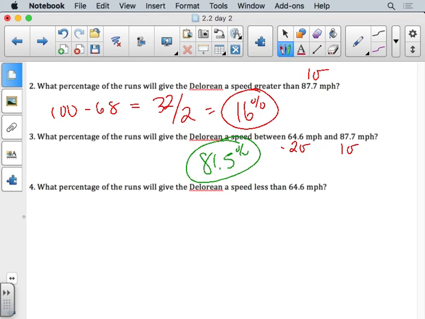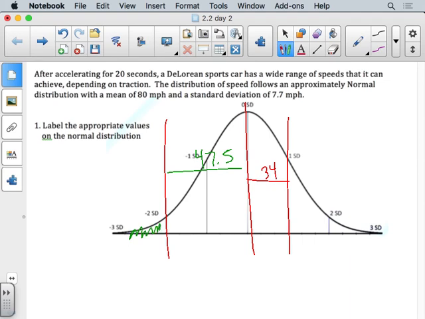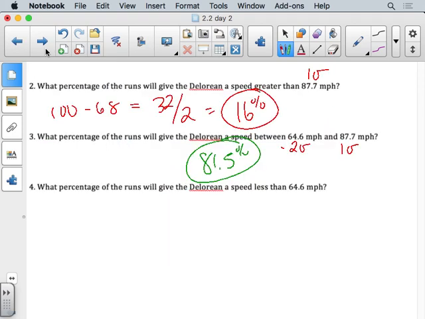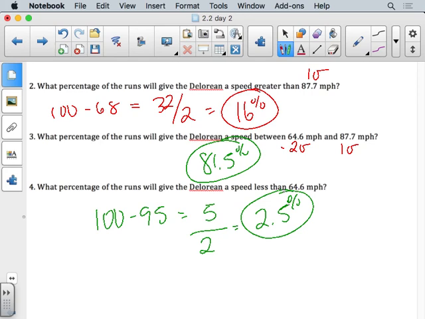Okay, and then number four, what percentage of the runs are less than 64.6? We actually just basically took up the entire thing, so we solved for every single little part there. If I didn't have anything else, what I would do is say this is 95%. So that means there has to be 5% left over on each edge. So I'm going to do 100 minus 95 is 5, and then it's split in half, so that would be 2.5% left over on the edge there. The middle is 95%, then it's symmetric, so it has to be an even 2.5 and 2.5.